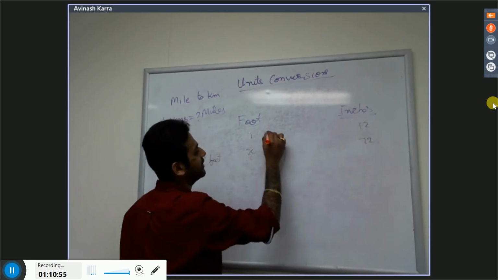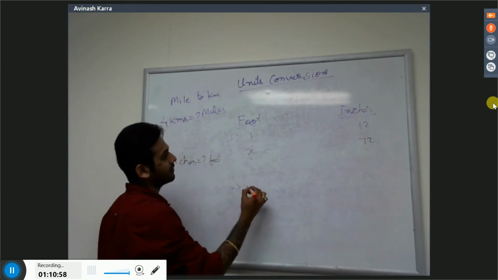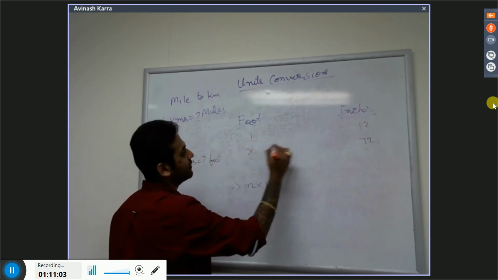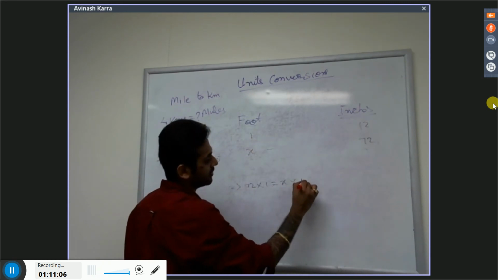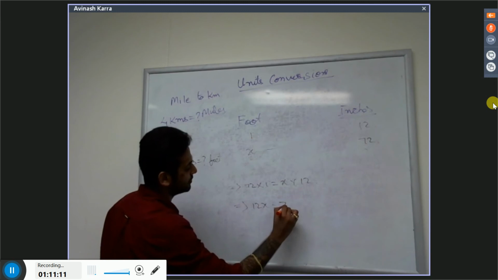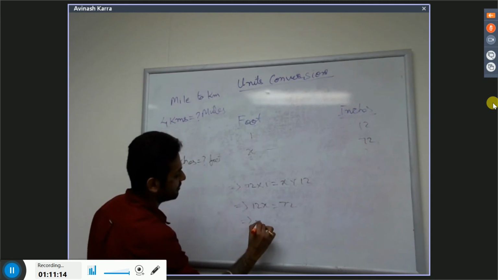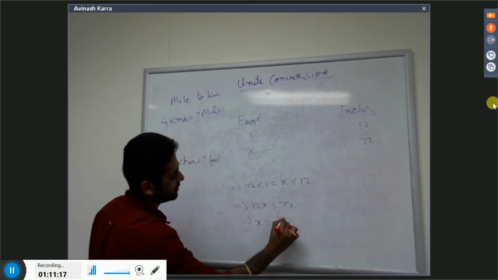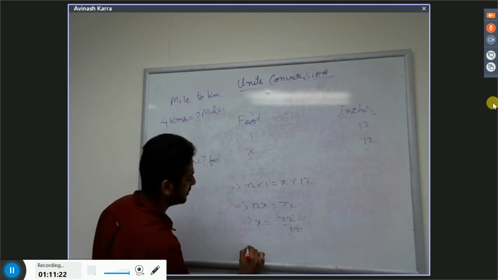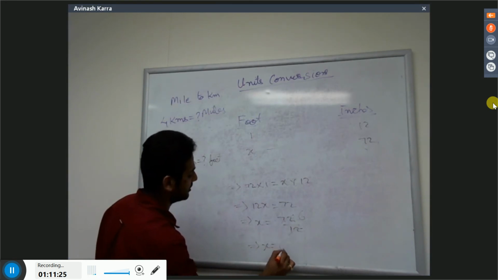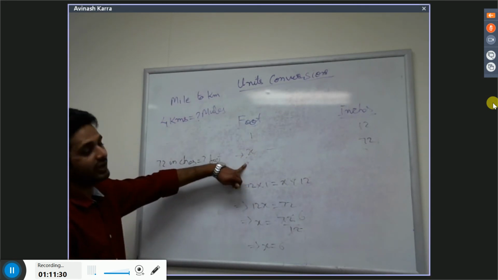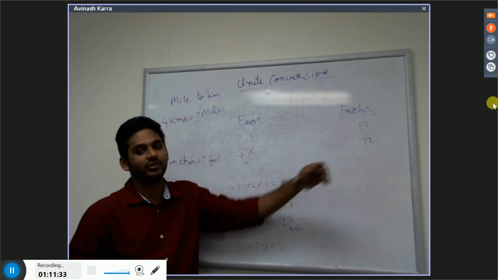So cross multiply. 72 into 1 is equal to x into 12. 12x is equal to 72. x is equal to 72 by 12. 12 sixes are 72. x is equal to 6. So 6 feet is equal to 72 inches.